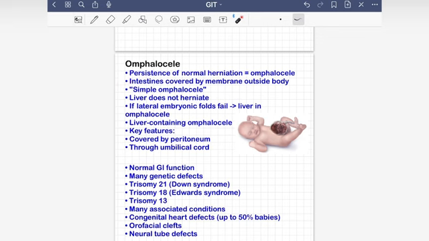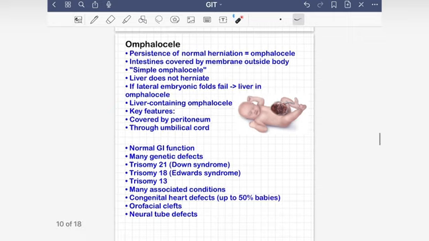Babies born with omphalocele usually have normal GI function. Unfortunately, they often have an associated genetic defect, trisomy 21 or Down syndrome, or trisomy 18, that is Edwards syndrome, or trisomy 13. There are many other associated congenital anomalies that babies with omphalocele have. This includes congenital heart defects, with up to half of these children having them. They'll have the congenital heart defect, also oral facial clefts and neural tube defects.